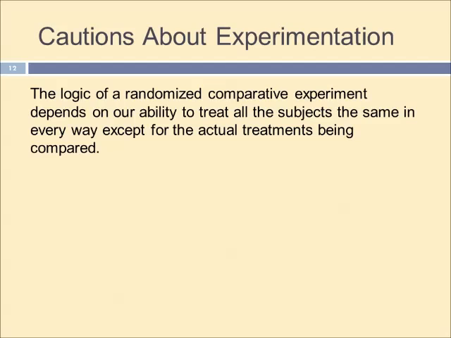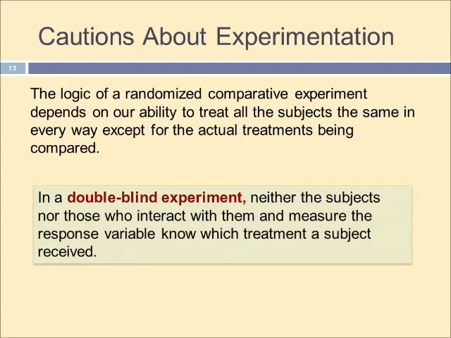Some of the cautions. The logic of the randomized comparative experiment depends on our ability to treat all subjects the same in every way except for the actual treatments being compared. In a double-blind experiment, neither the subjects nor those who interact with them and measure the response variable know which treatment a subject receives.